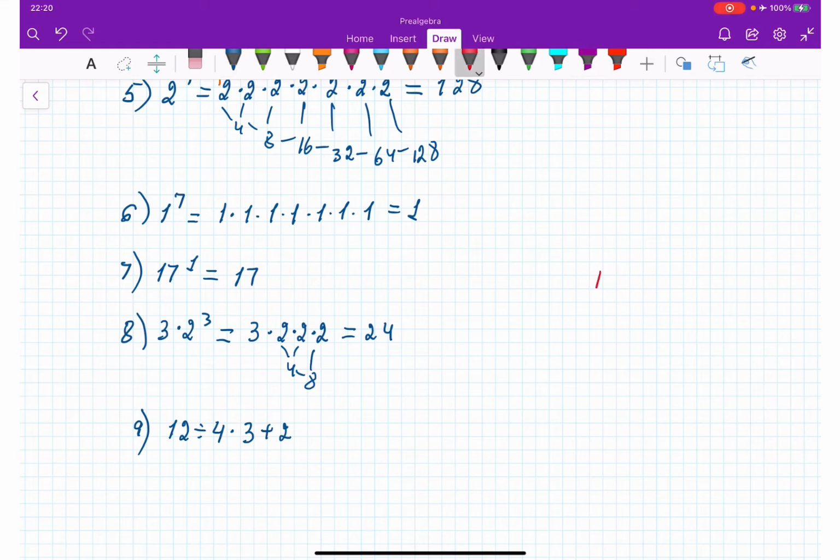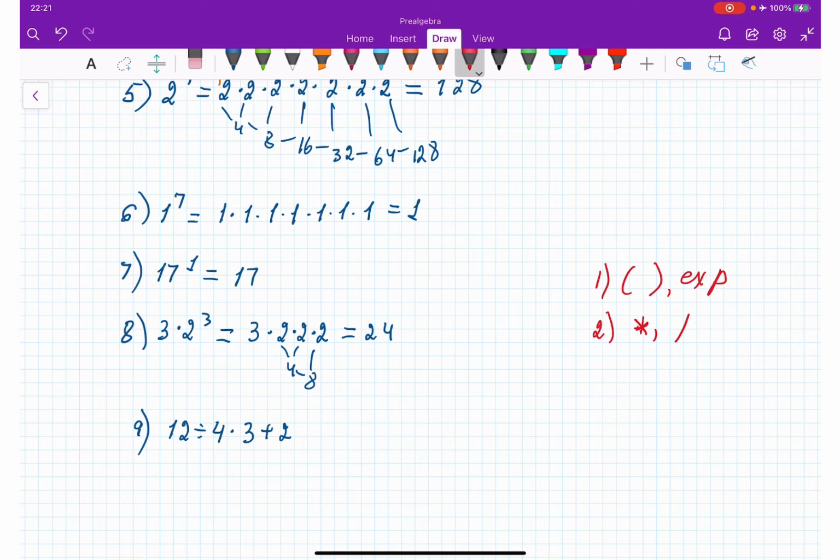Order of operation. First, the highest priority is parentheses and exponent. Whichever come first. Parentheses and exponents, they don't compete. If exponent come first, you do exponent. Parentheses come first, you do parentheses. Second one, multiplication and division. Whichever come first. First come multiplication, I do multiplication. First come division, I do division.